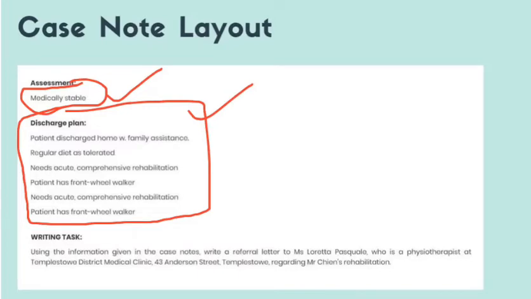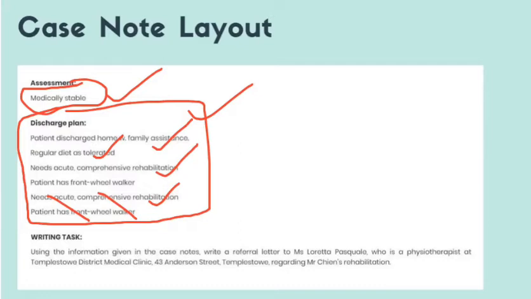So the patient is discharged with family assistance, regular diet is needed, rehab is needed, the patient has a front wheel walker, okay. The same information is repeated here. So these are the aspects, that is the future of the patient.